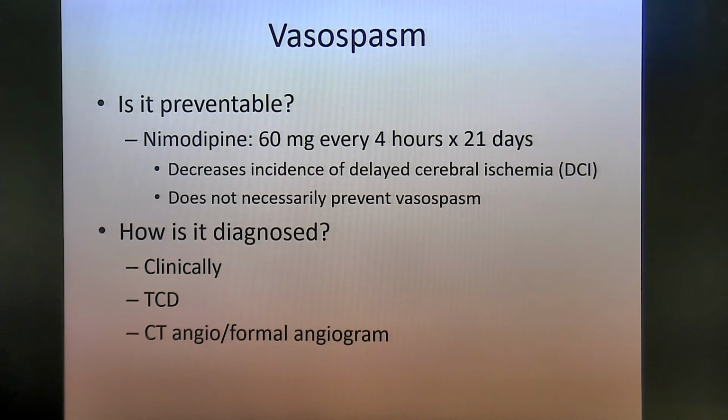Now, how is vasospasm diagnosed? It is a clinical diagnosis in which you will see changes in the patient's neurological exam. This may include focal deficits such as hemiparesis, speech problems, or may include more vague findings such as change in behavior. Once it's suspected clinically, then there is radiographic imaging done to better define the severity.